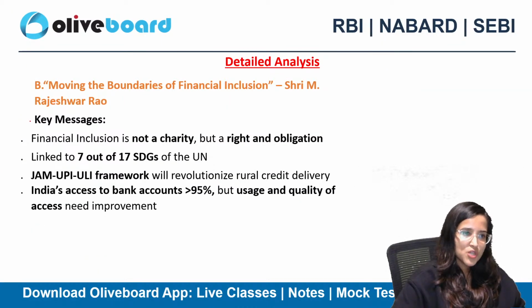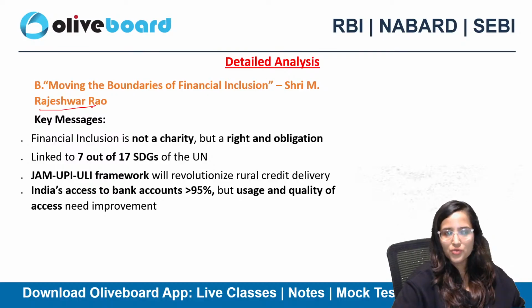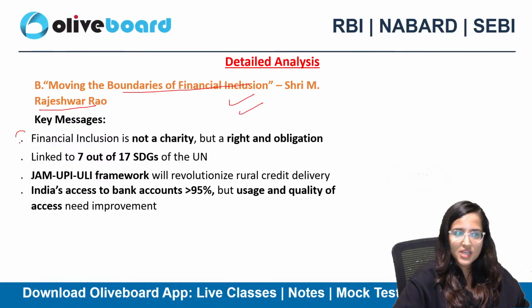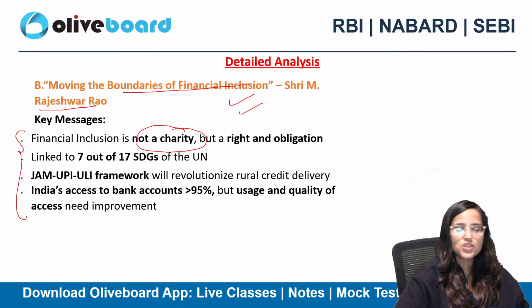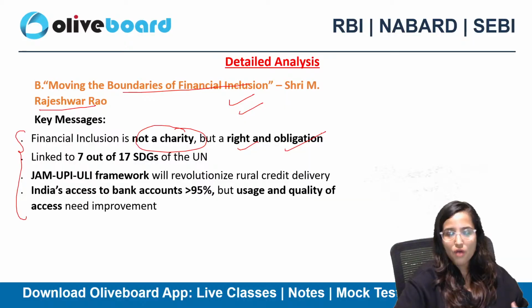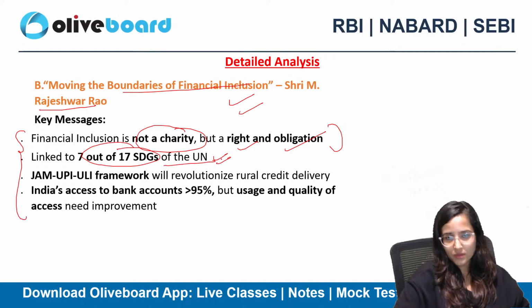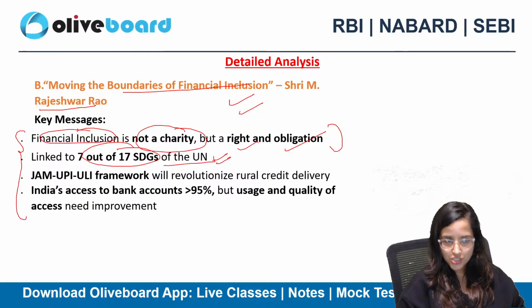Then the second speech was given by Shri M Rajeshwar Rao ji, on moving the boundaries of financial inclusion. What were the key messages that he gave? That financial inclusion is not a charity, but it is a right and obligation of the government, of regulatory bodies. It is not charity, but it is the right of these people to be included. Linked to 7 out of 17 SDGs of the UN. So this financial inclusion is included in 7 out of the 17 SDGs.